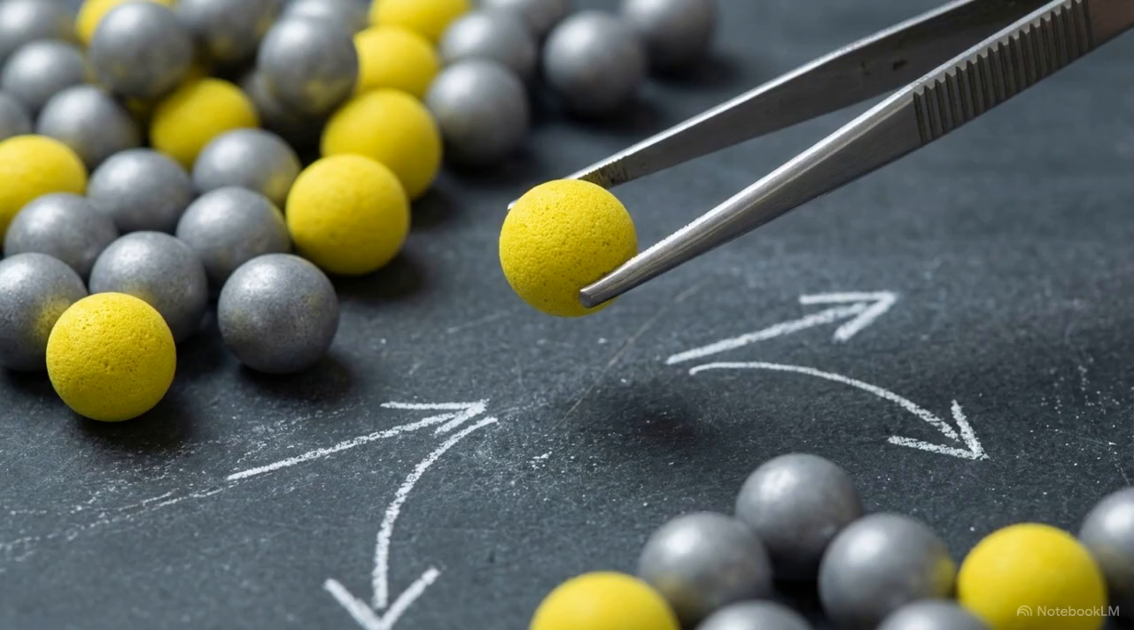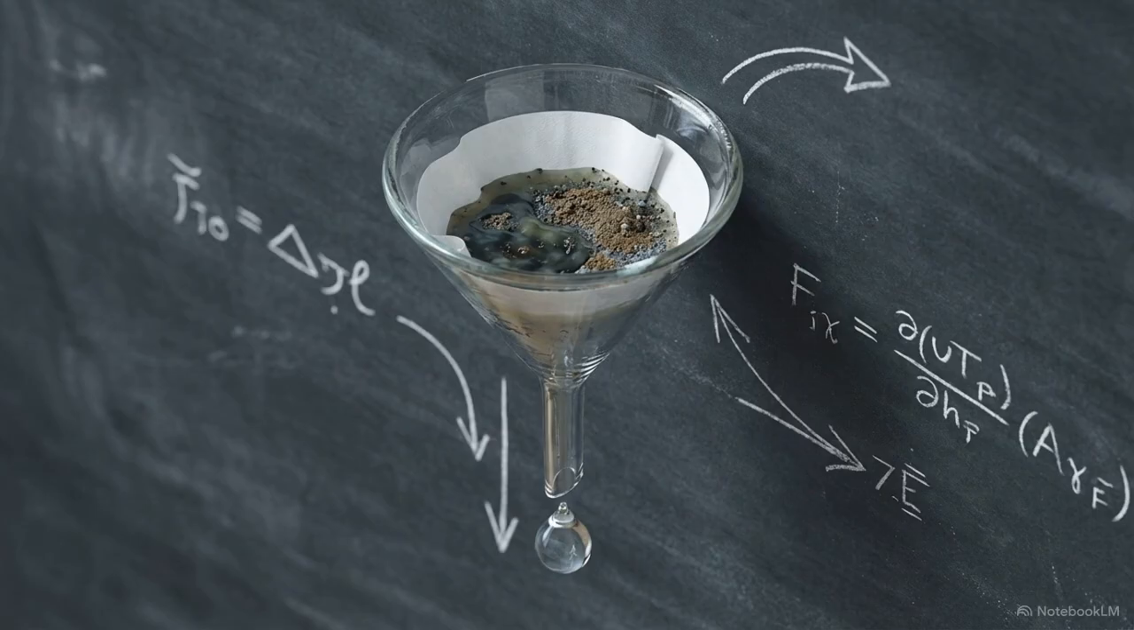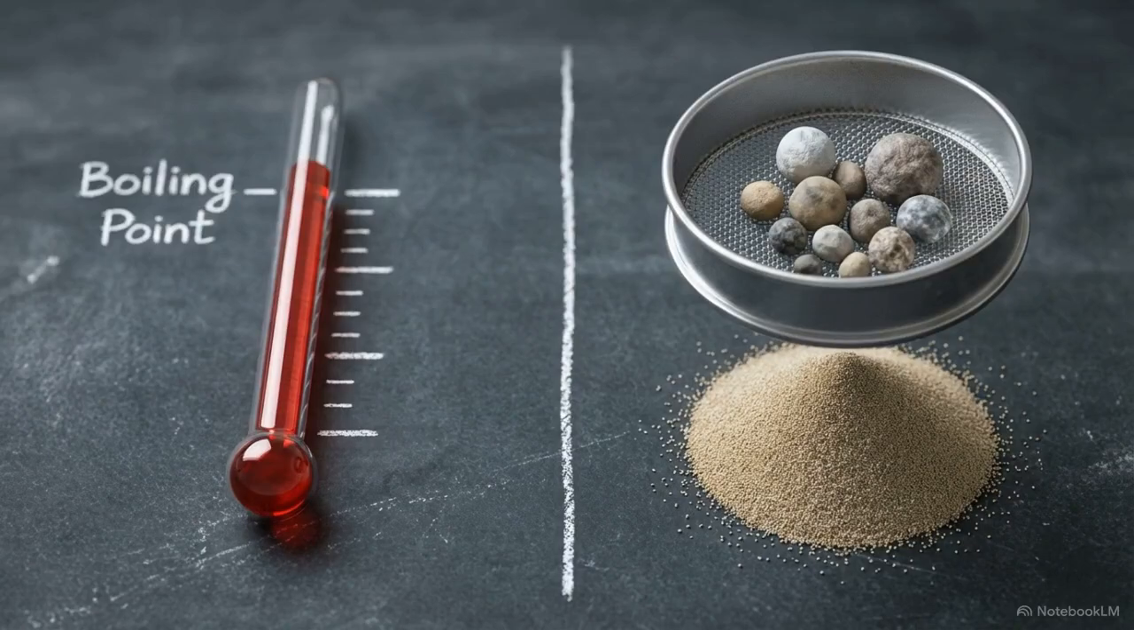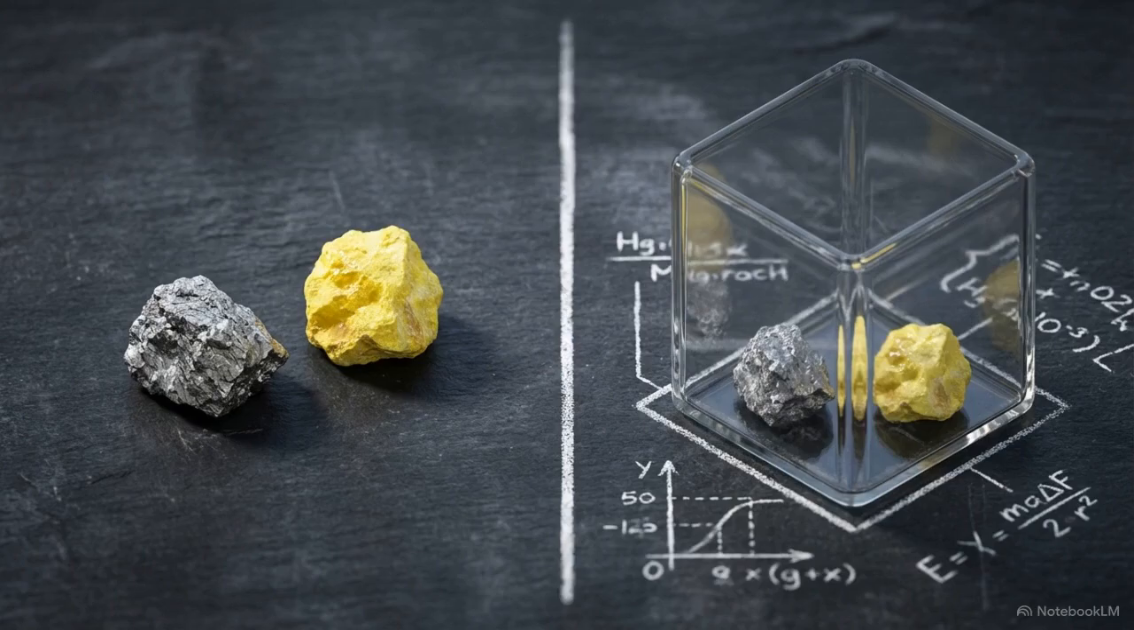This lack of chemical bonding provides a mechanical advantage. It allows us to separate the components using simple physical techniques, completely bypassing the need for chemical reactions. Scientists use physical processes like filtration, distillation, crystallization, and chromatography to sort mixtures based on traits like boiling point or molecular size. In a mixture, the elements and compounds share physical space, but they strictly retain their original, independent identities.